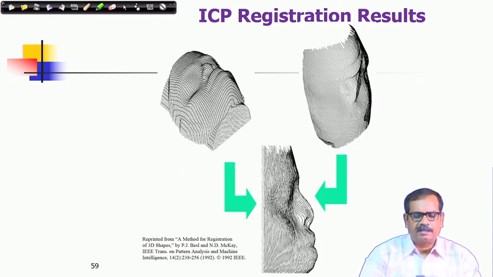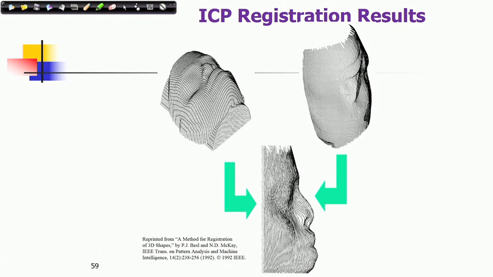This is one example of a registration result, taken from a paper by Besl and McKay, which was published in 1992. So, this result has been shown. So far, these are the few techniques for processing of range images we have discussed.